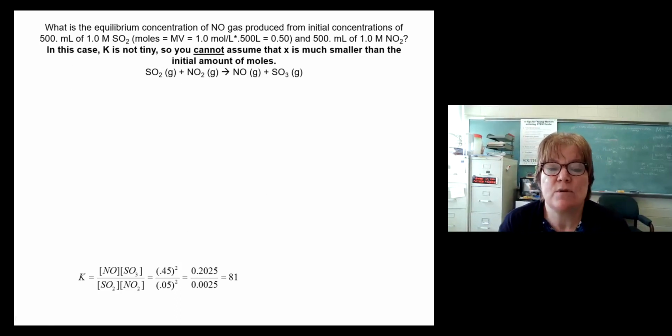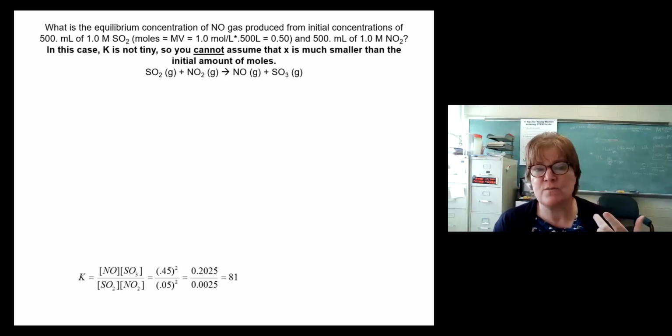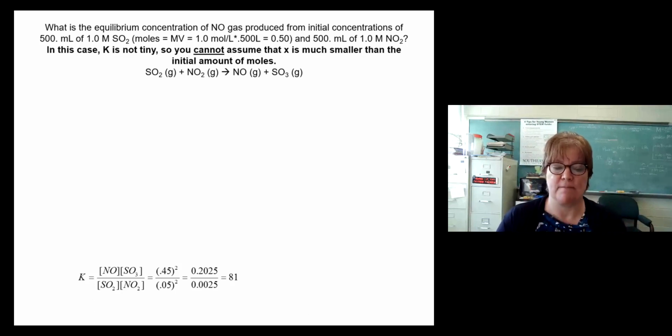What is the equilibrium concentration of the nitrogen oxide gas produced from initial concentrations of 500 milliliters of 0.1 molar SO2 and 500 milliliters of 1 molar NO2? So in this case, K is not tiny, so I can't assume that. In class you'll do these tricks where they say, well, we can assume that X is so small, this is such a small reaction that I can ignore it. I can't do that.